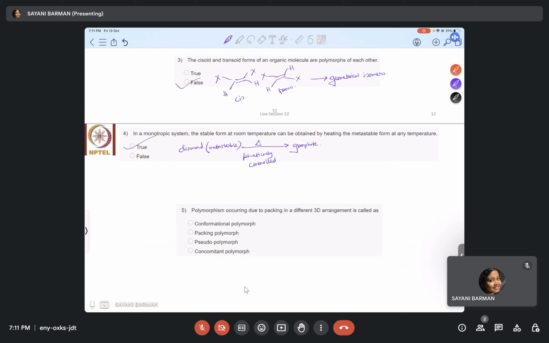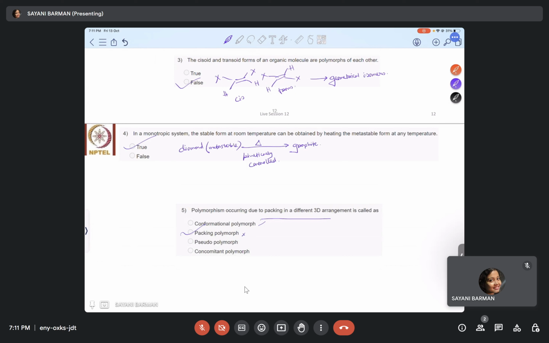Now the next one: polymorphism occurring due to packing in a different 3D arrangement is called packing polymorphs. The conformation polymorphs are where the molecule changes conformation and crystallizes as a different structure. These are all insert slides, okay? And then the packing polymorphs, where the compound crystallizes in a different 3D arrangement but maintains the conformation of the molecule. Here conformation changes, here conformation doesn't change, right?